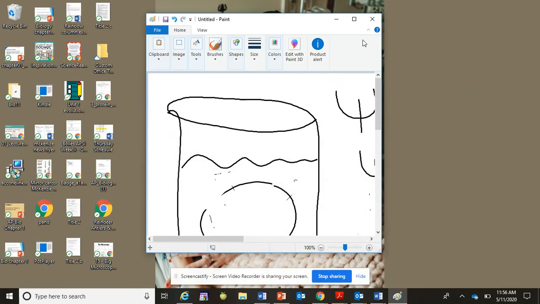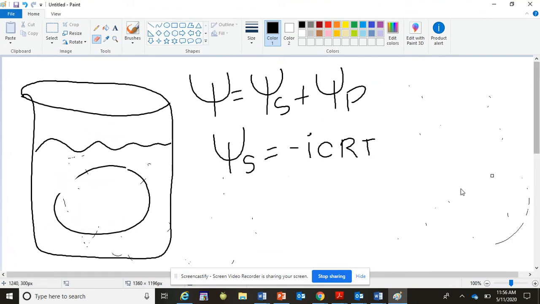Okay, so we're going to look at another example. My really sophisticated platform here is Paint, so sorry, it took a while to erase.